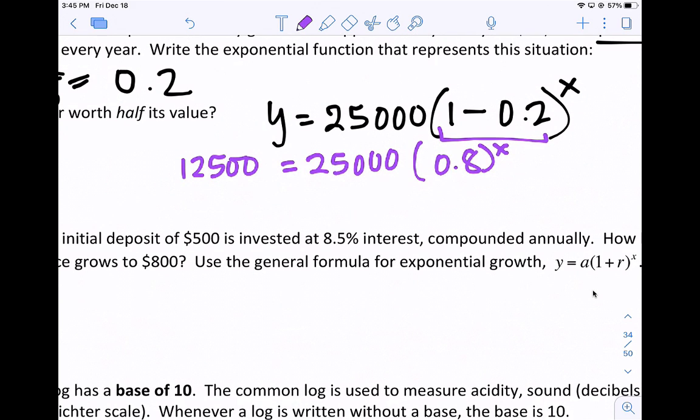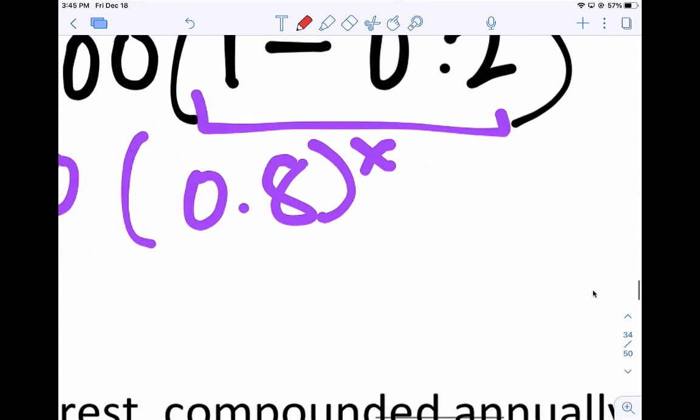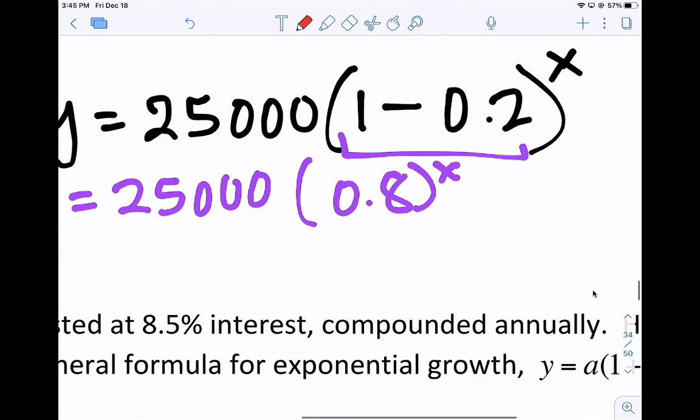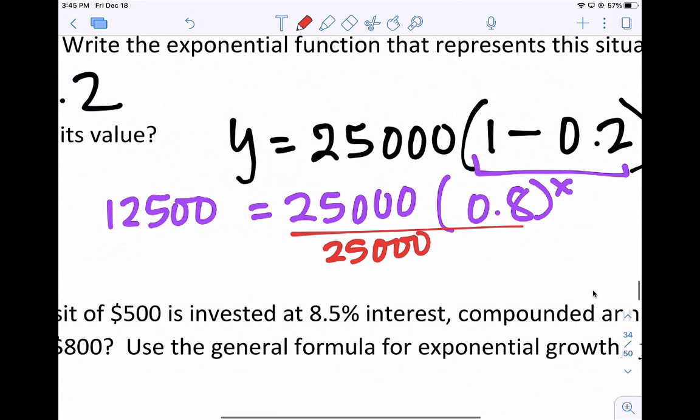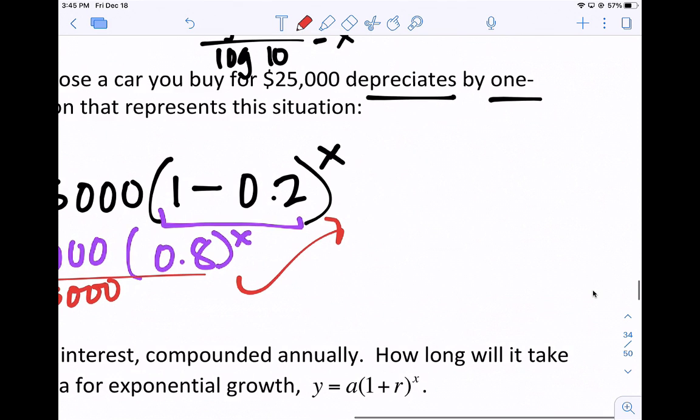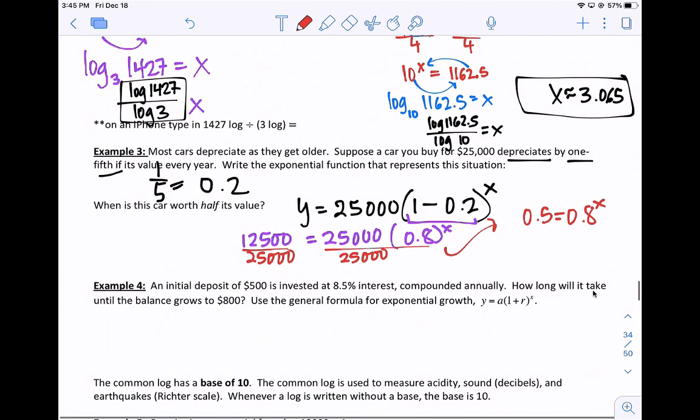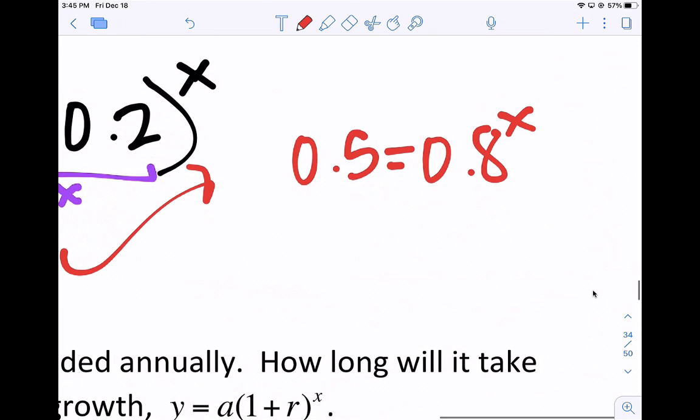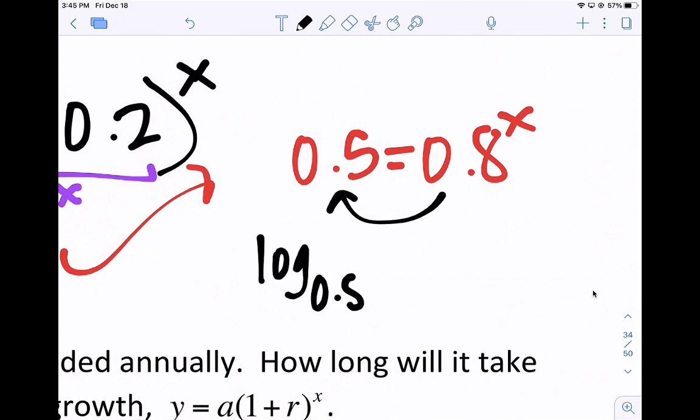Let's solve using logs. So the first step is get the base and the exponent by itself. The base has the exponent attached to it, so it's going to be 0.8 to the x. And so we have to get rid of the 25,000 by dividing each side first. So then when we do that, we get 0.5 equals 0.8 to the x. So again, 12,500 divided by 25,000 is half. All right, now let's use a log to solve. You could use a guess and check, but now let's log it. So we're going to say log base 0.8 of 0.5 equals x.